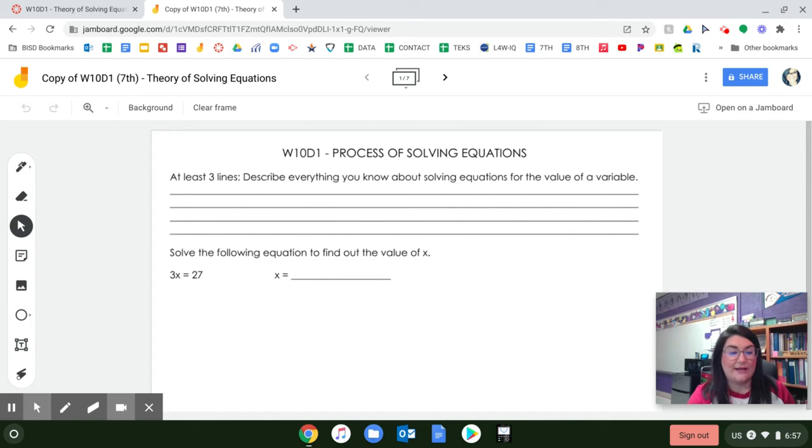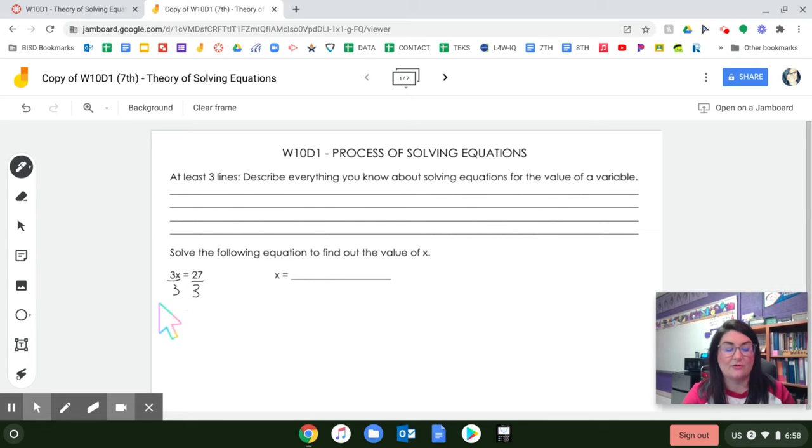So right now, 3 is multiplied by x. We need to take that away. We need to get what x is by itself. And so, in order to get x by itself, we need to divide both sides by 3. So we're going to divide by 3 on this side, and we're going to divide by 3 on the other side.